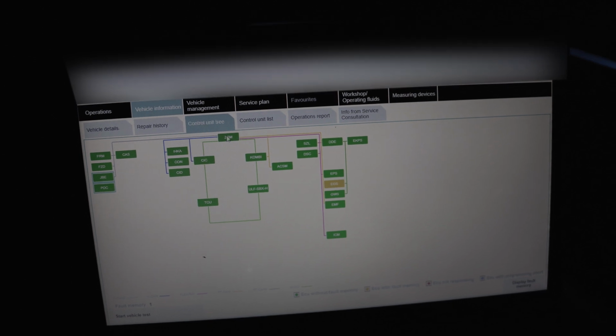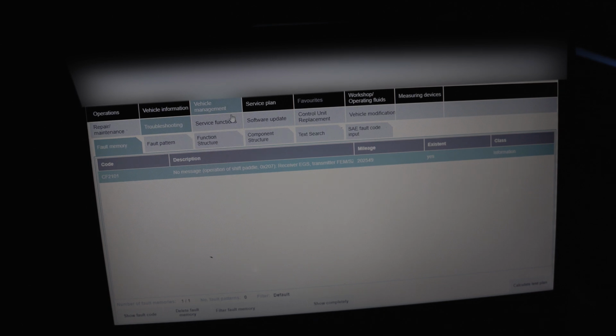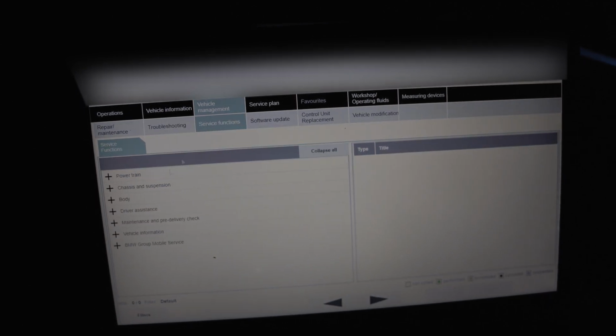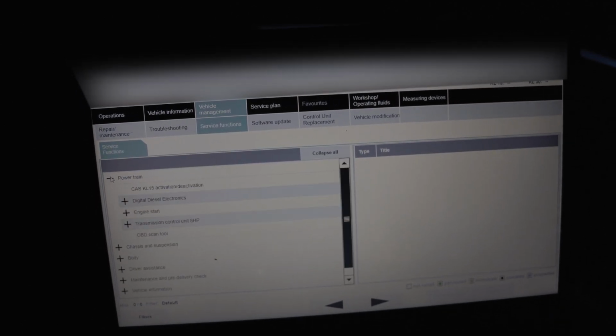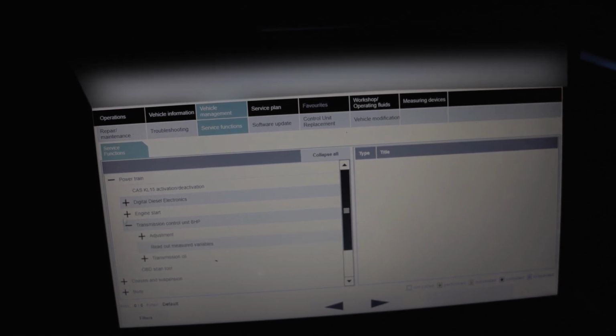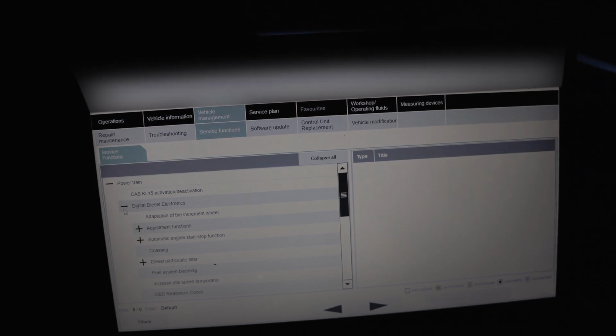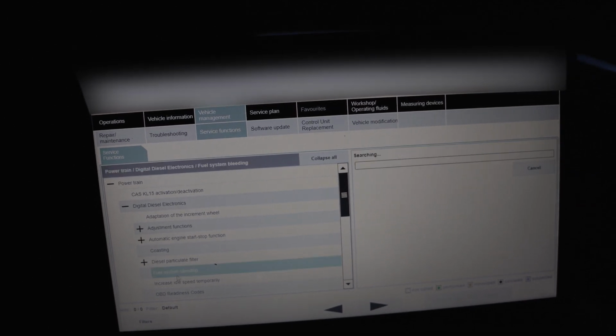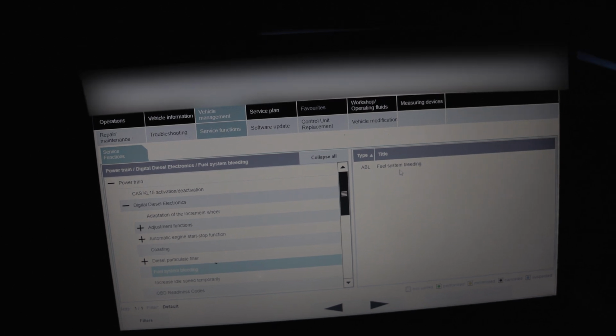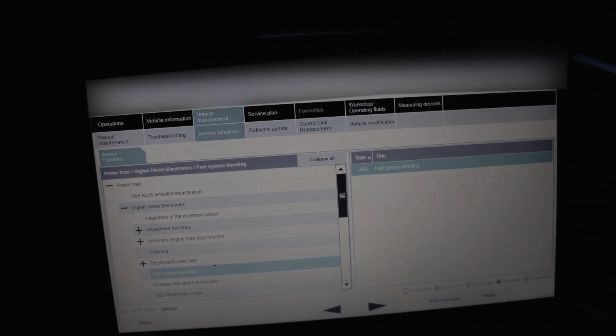Now, coming back to our procedure, once you have connected ISTA-D to the car and identified your vehicle, you will go to vehicle management, service function, powertrain, digital diesel electronics, fuel system bleeding, fuel system bleeding again, and select bleed fuel system.